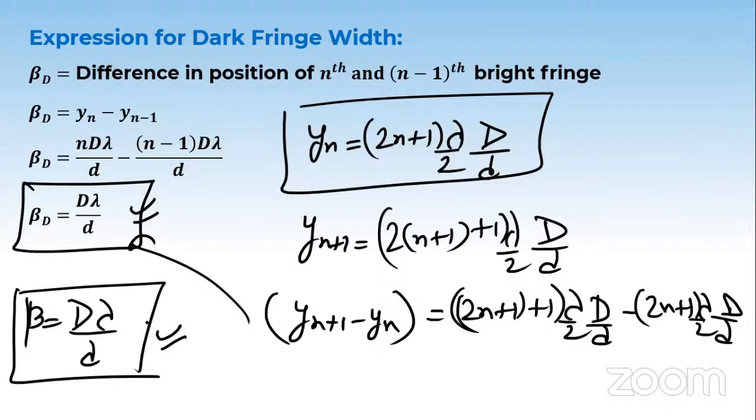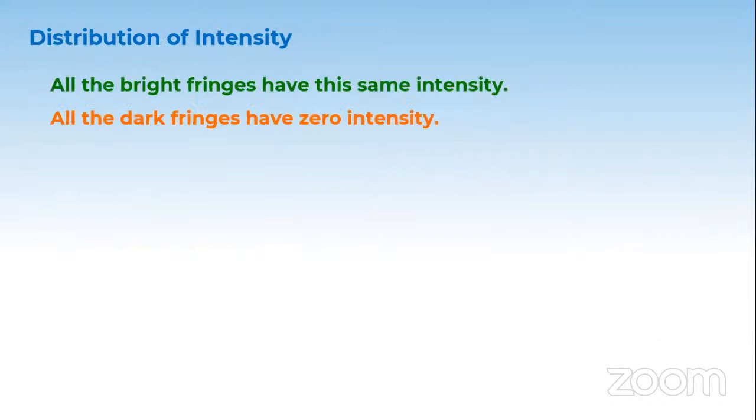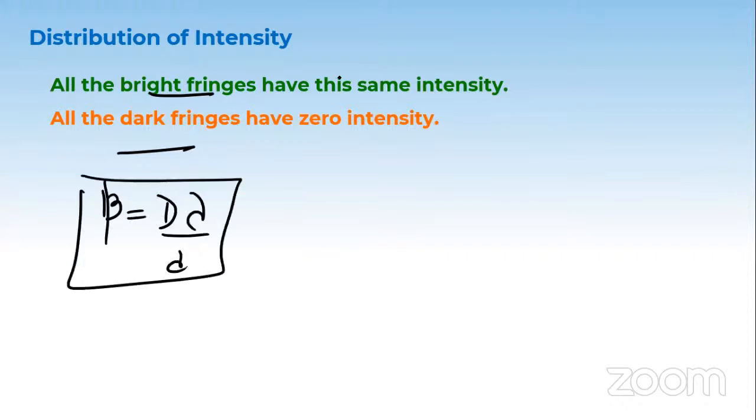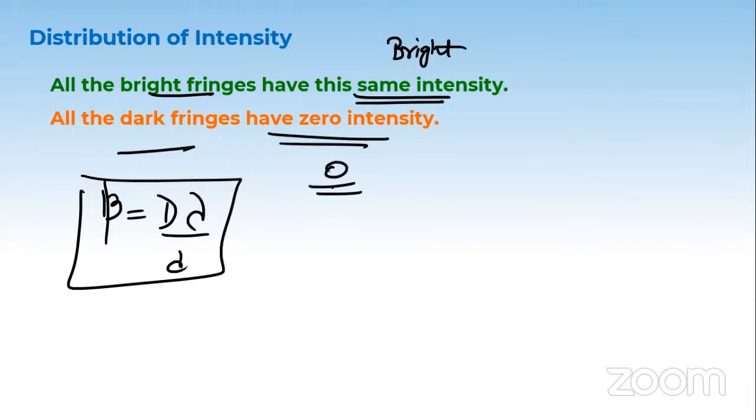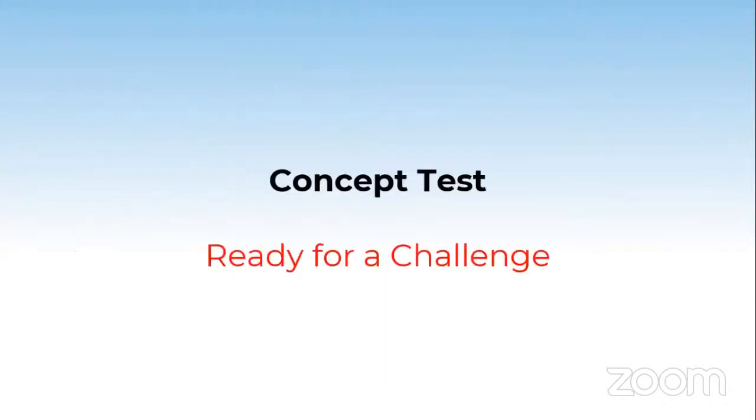Fine. So we can conclude from this that for both the bright fringes and the dark fringes, the formula of the fringe width is the same, that is lambda capital D by d. But the bright fringes have maximum intensity, they are bright, and the dark fringes have zero intensity, they are dark. Simple.